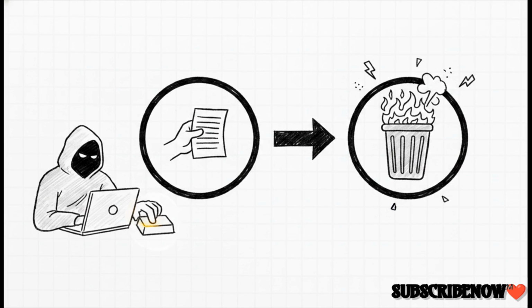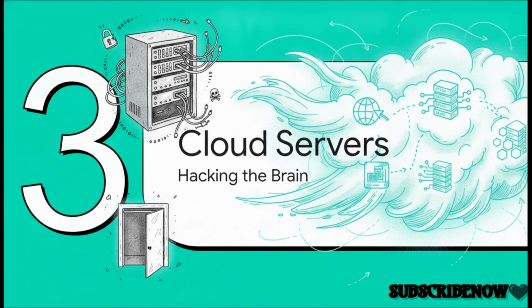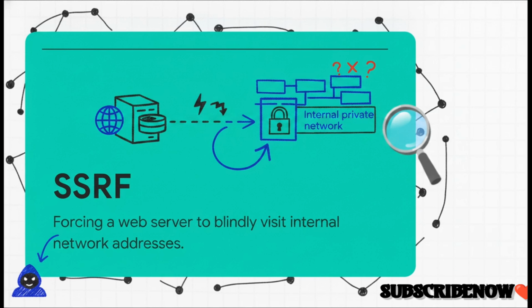Today in 2026, 99% of servers are hosted in the cloud, places like Amazon Web Services, Google Cloud, or Azure. And the exploit of choice here: SSRF, or server-side request forgery. This is absolutely one of the most devastating attacks in modern cloud computing. Instead of trying to smash through a firewall from the outside, the hacker forces the web server to blindly visit internal private network addresses on their behalf. The firewall already trusts the server, so you are effectively forcing the server to hack itself.